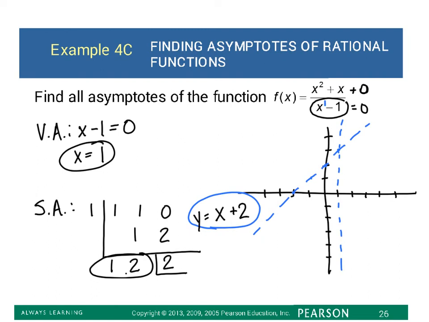Okay, so what the rest of this graph is going to look like, it's going to be in between our slant asymptote and our vertical asymptote. It's going to look something like this here. Just like that. And there's the sketch of our function here with the slant asymptote.